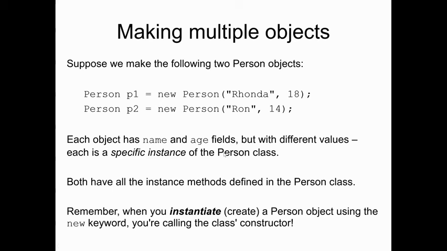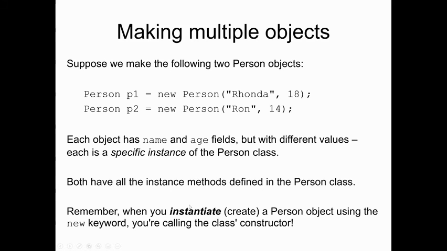Suppose we make the following two person objects. P1 is Rhonda, who's 18, and P2 is a person called Ron, who's 14. Each object has a name and an age field, but with different values. Each is a specific instance of a person. P1 is an instance and P2 is an instance. Both have all the instance methods defined in the person class. They each have a name and an age, but they are distinctly different.